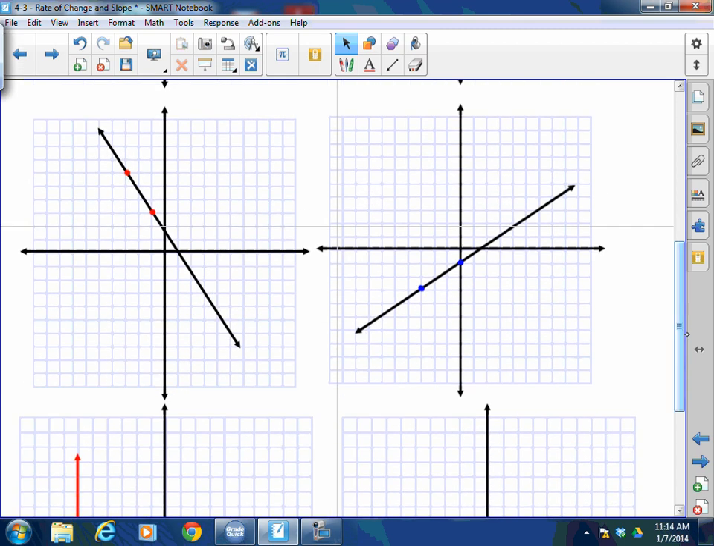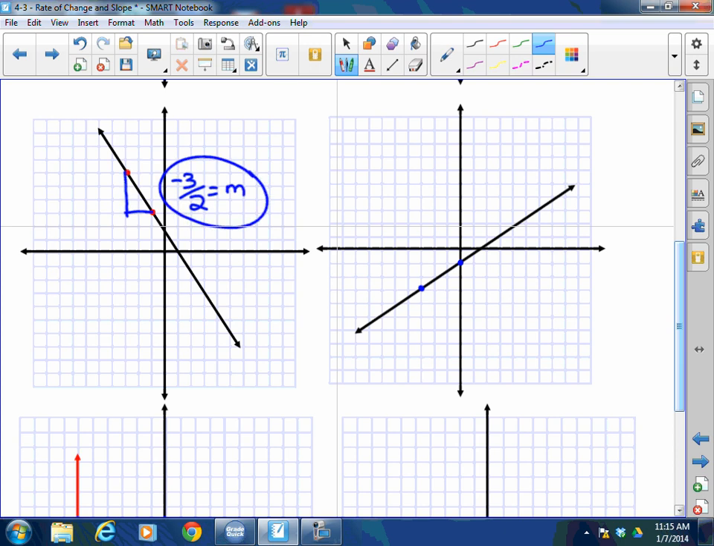Okay, next. What would the slope here be, my brothers? It is going to be negative. Negative 3 over 2 is exactly correct. I went down 1, 2, 3 over 1, 2. Negative 3 over 2 equals the slope. Fantastic. How about the next one, gentlemen? Up 1, 2 over 1, 2, 3. Rise over run or fall over run, 2 over 3.